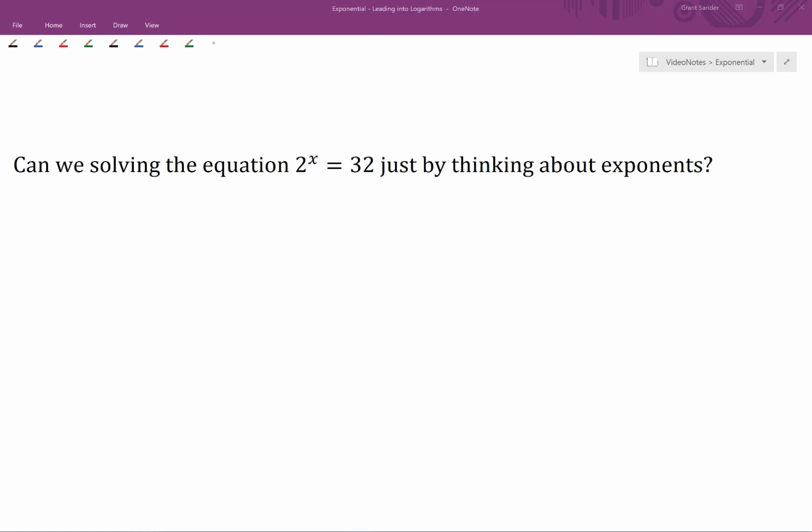In this investigation, we're going to develop a new tool for reasoning about exponential relationships. So let's start by considering the equation 2 to the x equals 32. Let's think about how we could solve this equation just by thinking about exponents.